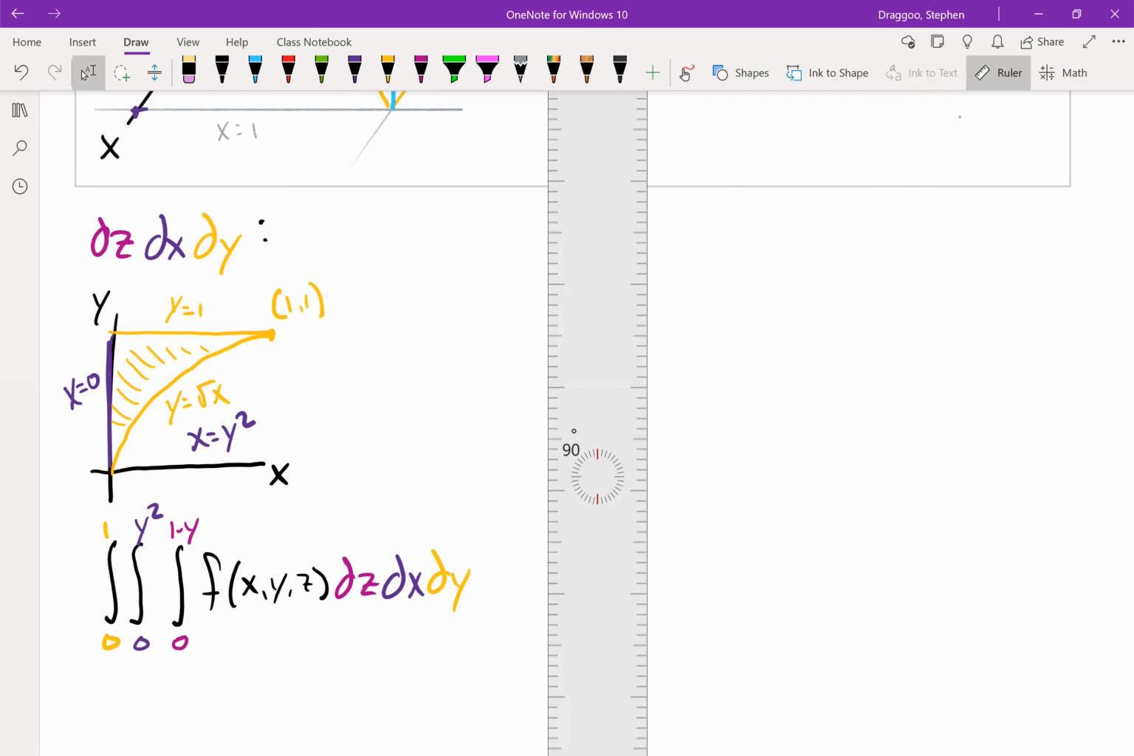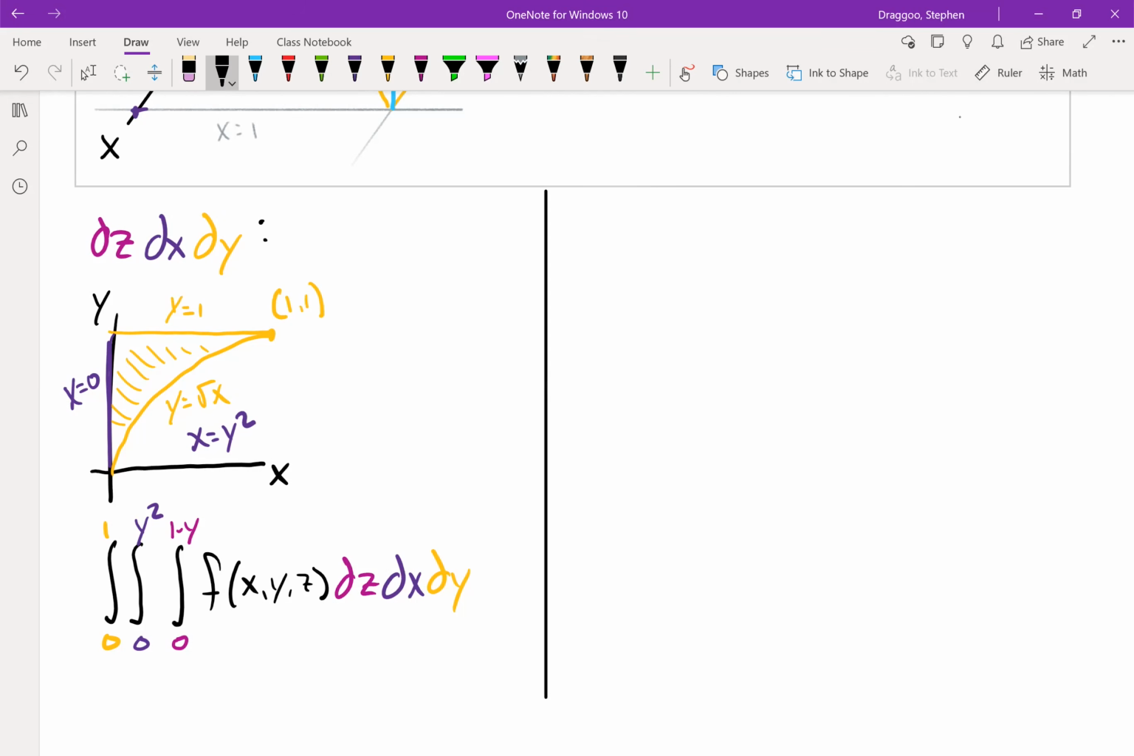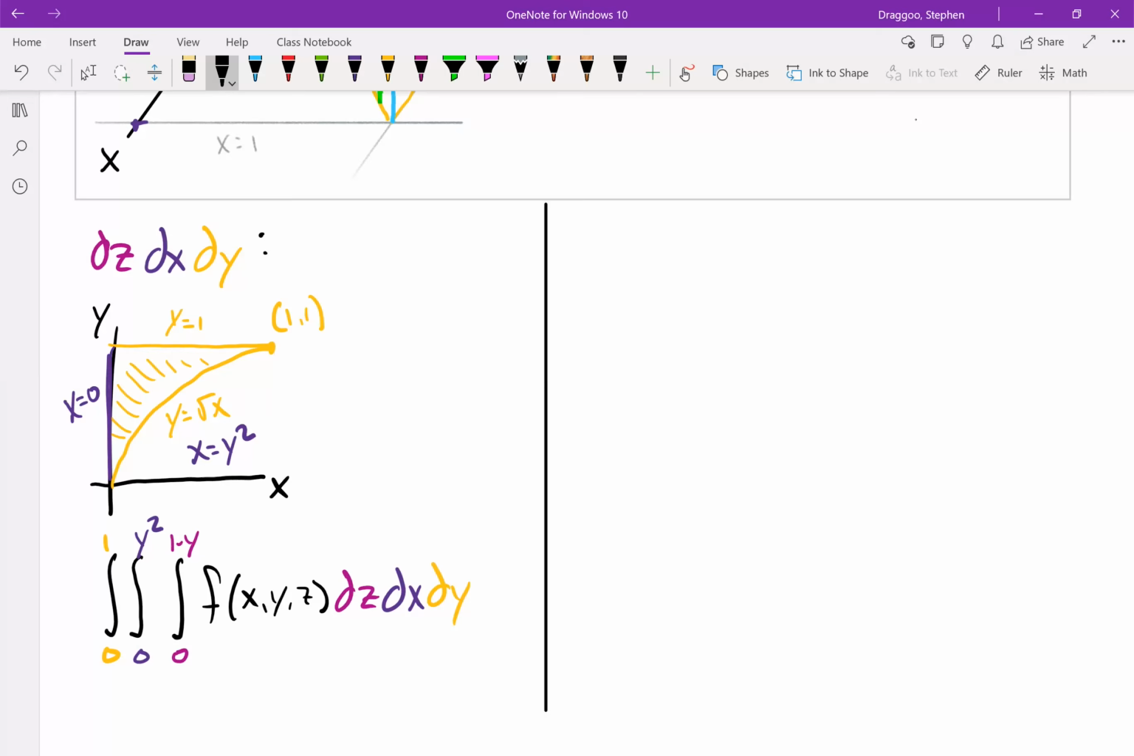Bring up my ruler real quick. Draw a dividing line right there, because now we're going to try this again. Okay, so let's now switch and do an integral where we'll start with y rather than with z. So dy first, and then let's do dx dz. We're going to have to do both, but we just have to pick one to start with. So we'll go in this order.